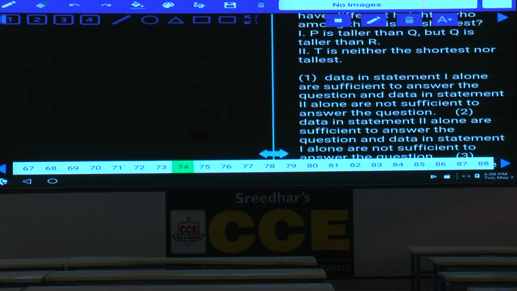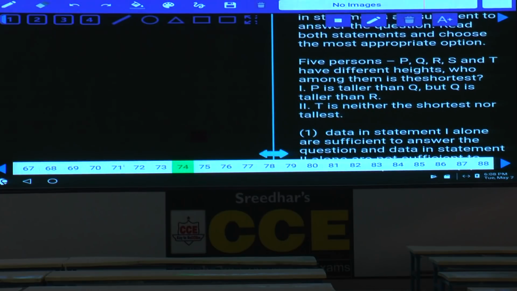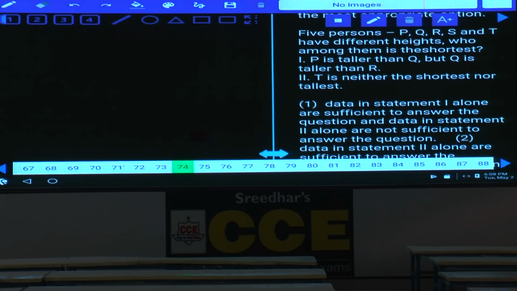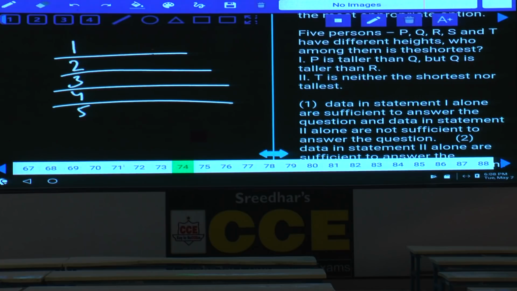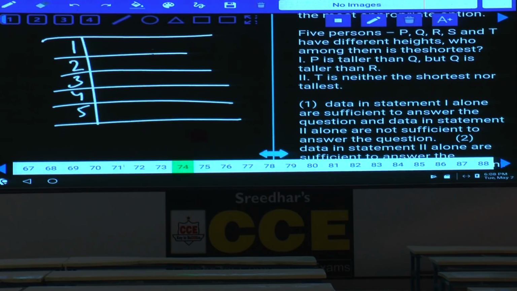Then question number 74. Now in this 74, what is the information here? 5 persons P, Q, R, S and T have different heights, so who among them is the shortest? Now 1, 2, 3, 4 and 5. Among these 5, who among them is the shortest? First we need to identify the person who is the shortest in this one. And that means the person is coming to the 5th place.